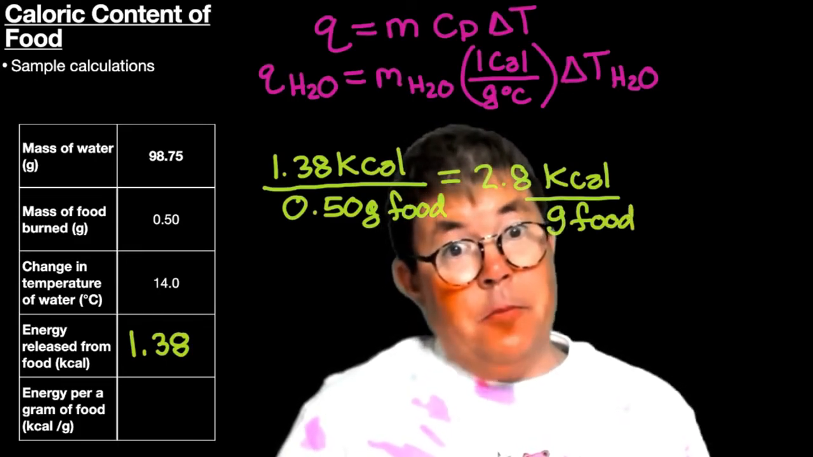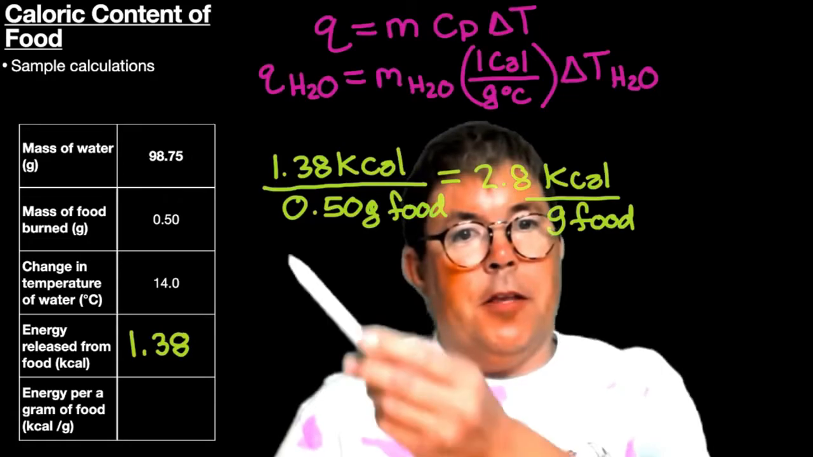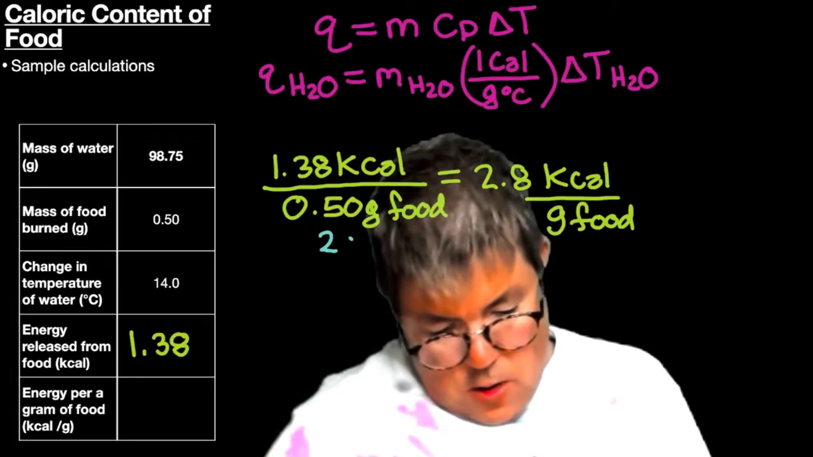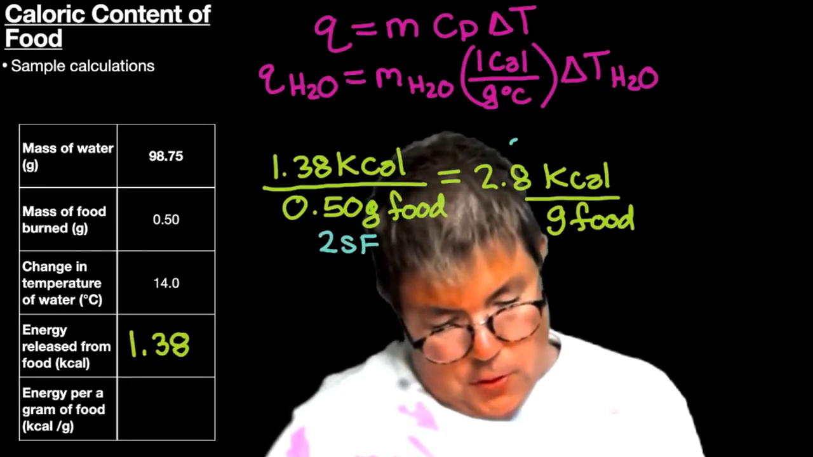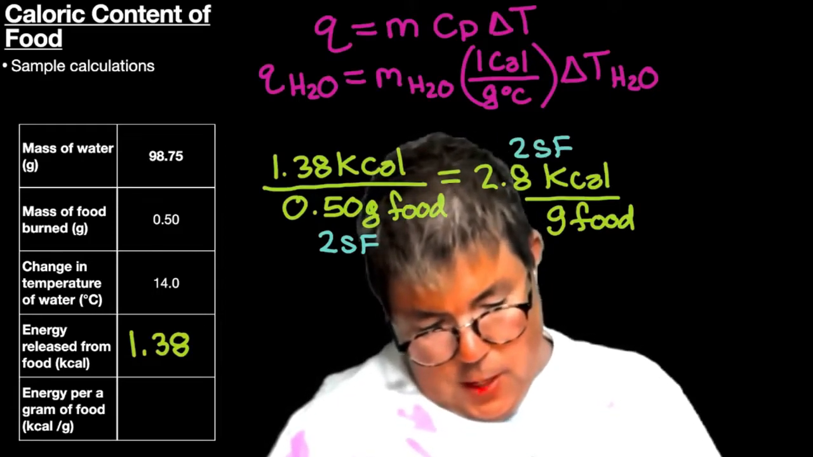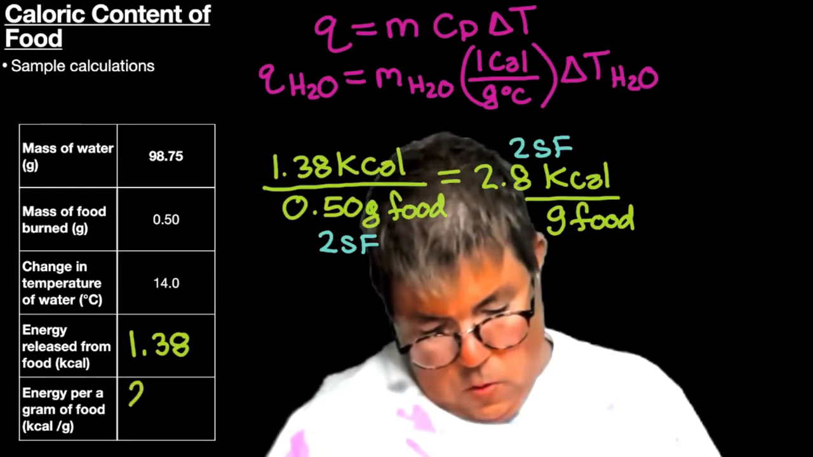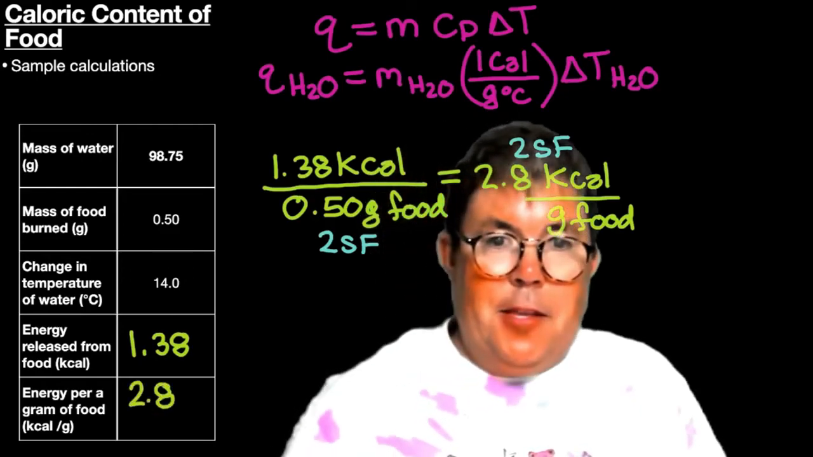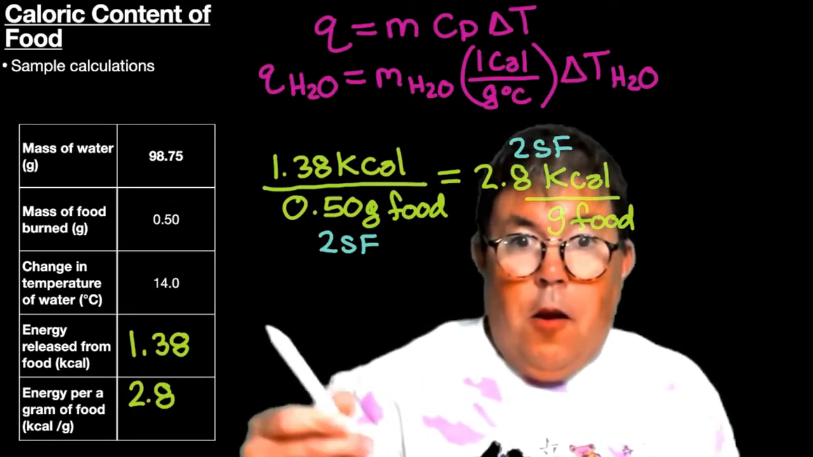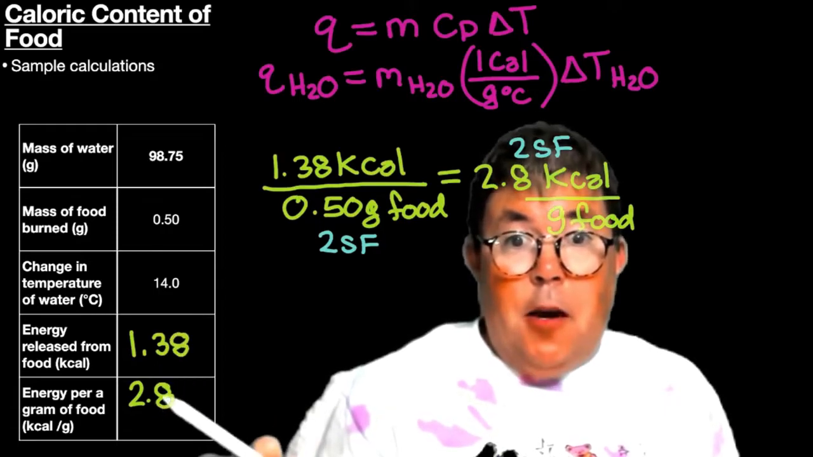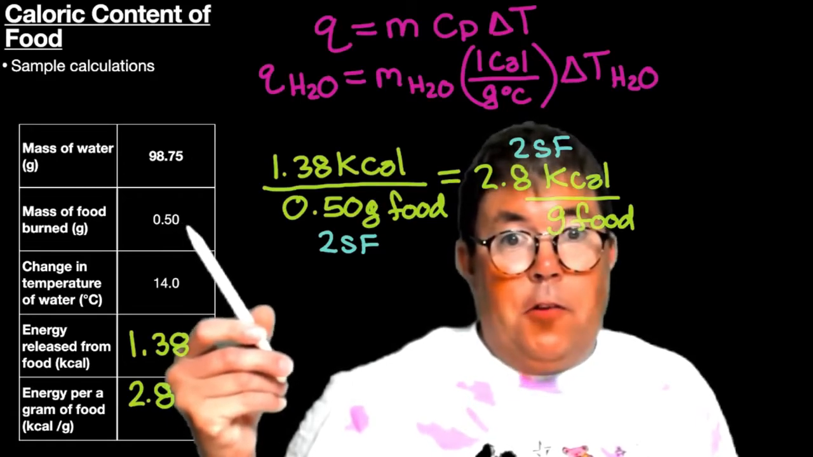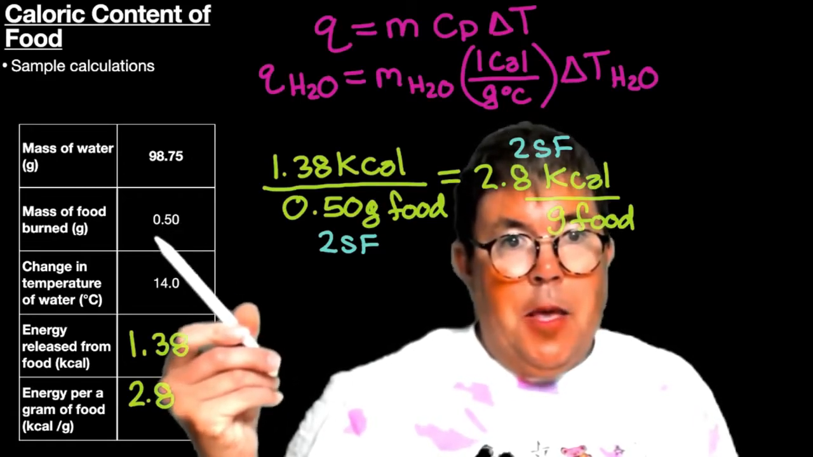Pay attention, 1.38 has two significant figures. So my answer needs two significant figures as well. So I can write into this table 2.8. Make sense? The significant figures are not the same because the weight of the food burned has one less significant figure, based on the precision of the balance.